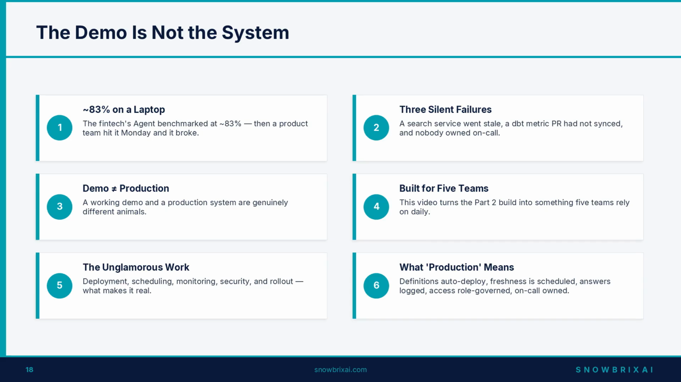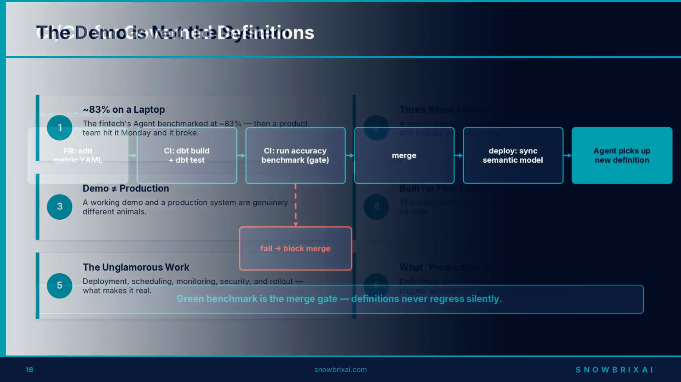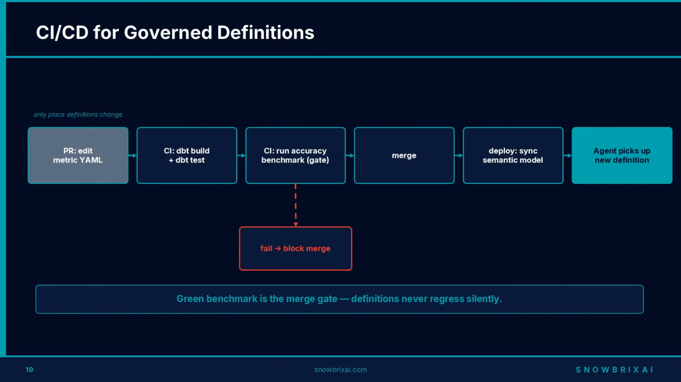So this last stretch turns the build into something 5 teams rely on every day. Definitions deploying automatically, freshness scheduled and visible, every answer logged, access role governed, an owner and a runbook in place. So we wire continuous delivery for the definitions. Every metric change is a pull request against the DBT repo, the only place definitions change.